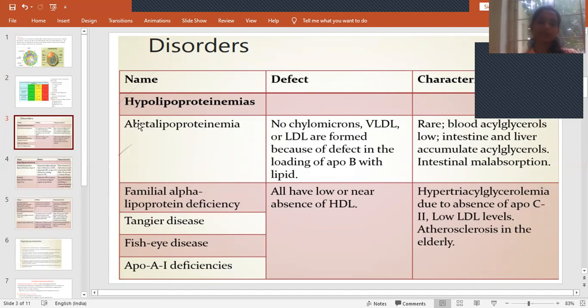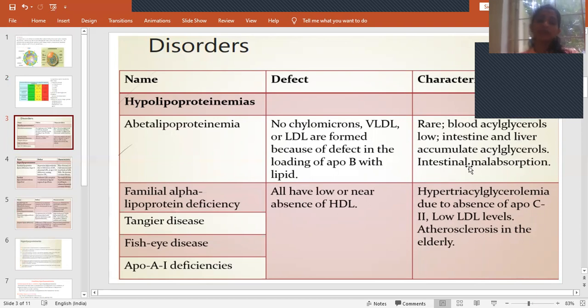A means absent. You can remember it this way: A means absent, beta means absence of ApoB protein. So what are the characteristics of abetalipoproteinemia? It's a very rare condition. The blood glycerol levels will be low. Intestine and liver accumulate acylglycerol. As they get accumulated in the intestine and liver, the levels in the blood will be low, and intestinal malabsorption can be seen.